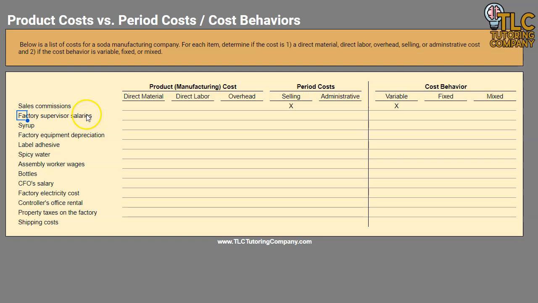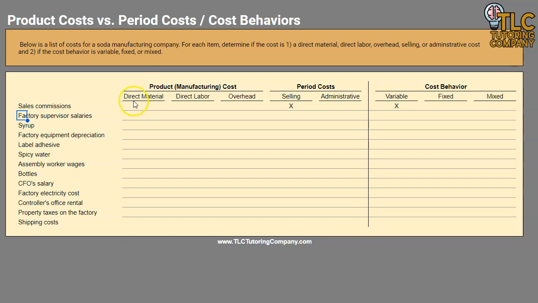Factory supervisor salary. This has to do with the manufacturing process. This is the supervisor of the factory, so it is a manufacturing cost. Now we have to decide, is this direct material, direct labor, or overhead? Usually what I recommend is get very comfortable with what a direct material is and what a direct labor cost would be.